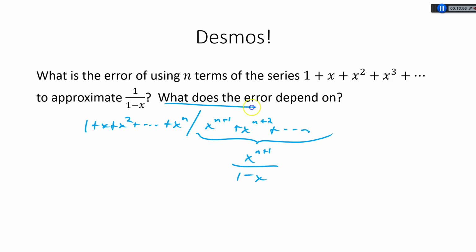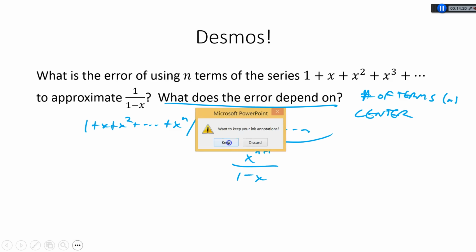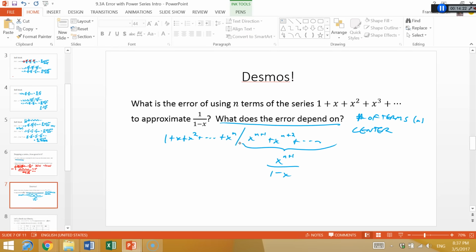Now, my question here of what the error depends on has a couple of answers. For one, it depends on how many terms we use, so the number of terms, which in this case is my n. How many terms have I used? Because that's going to make my error smaller, since there are fewer terms left to add up and I'm going to have a smaller number. The other thing is the distance from the center. Because as we saw with e to the x and sine as well, if I'm closer to the center, then I'm going to have a more accurate approximation of the series.